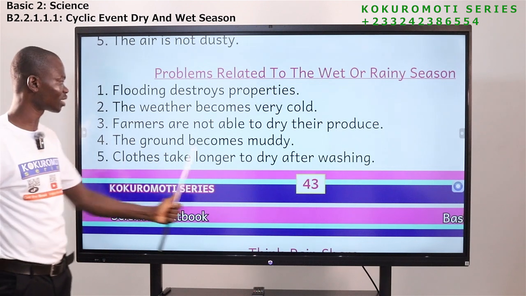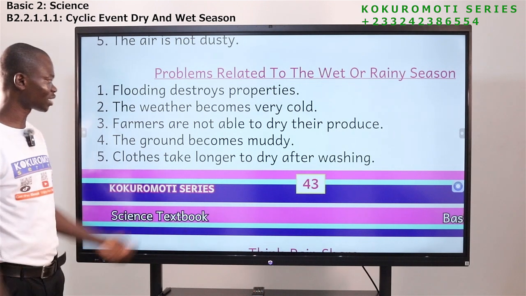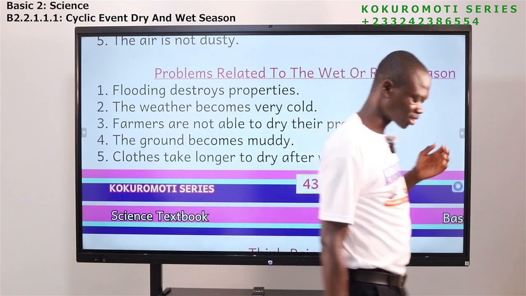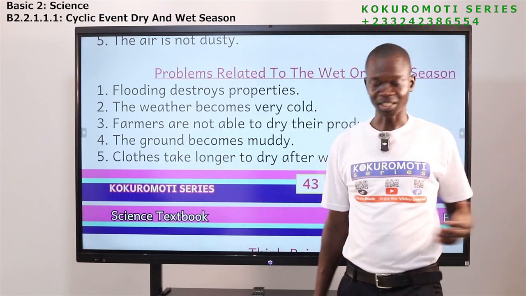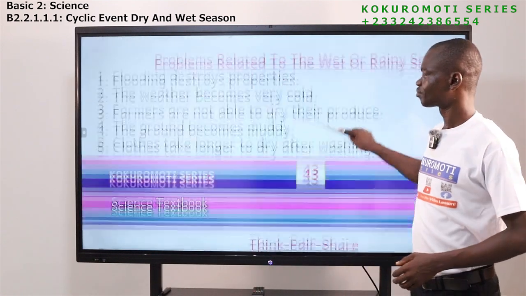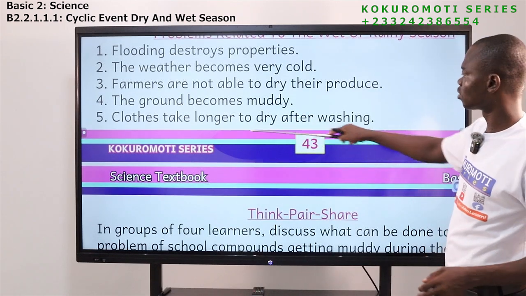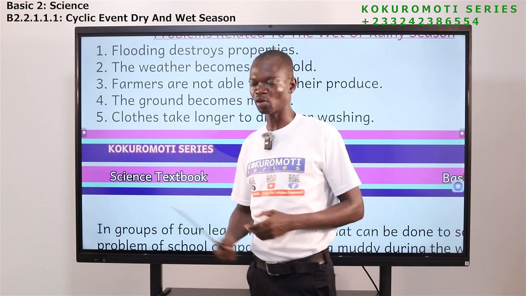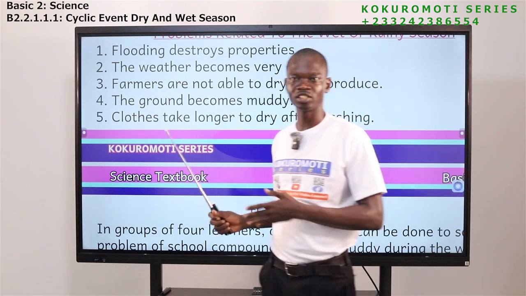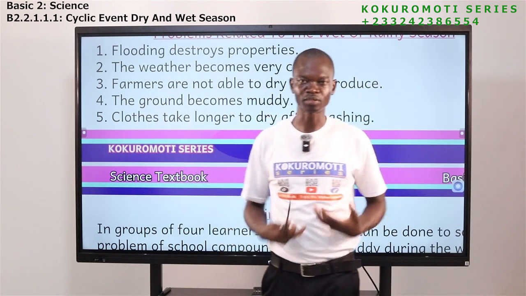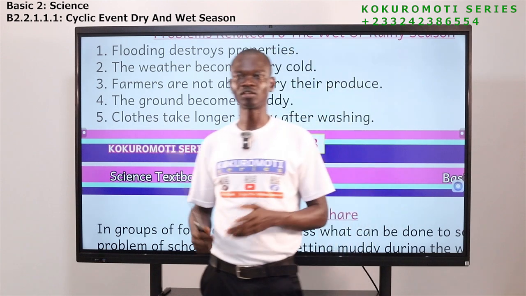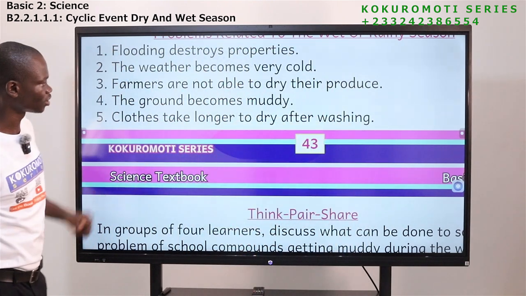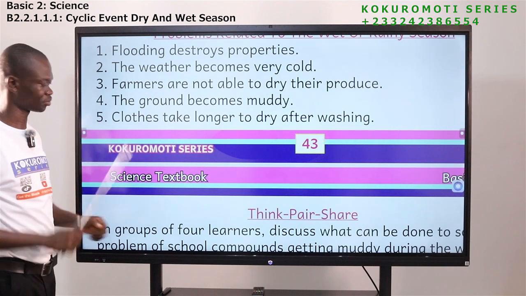The next one is that the ground becomes muddy. The ground becomes what? Muddy. If you are walking, you see your shoes, your sandals, your footwear becomes what? Very muddy. The next one is that clothes take longer to dry after washing. You wash your things and you expect that in 2 hours this thing needs to be what? Dry so that I can put it on. But it will take longer than that. So during rainy season, clothes take longer to dry after washing.